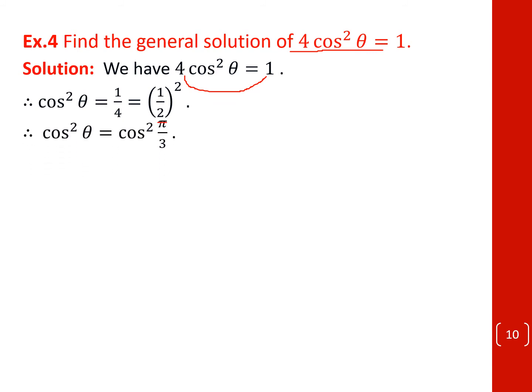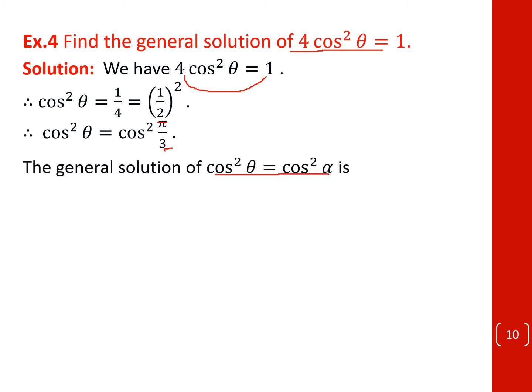So cos has value 1 by 2 at angle pi by 3. So we'll write cos square theta is equal to cos square pi by 3. Now using the general solution of cos square theta equals cos square alpha, theta is equal to n pi plus or minus alpha where n belongs to Z. Here also what we have to do, student? In place of alpha we have to substitute the value of this pi by 3 angle.